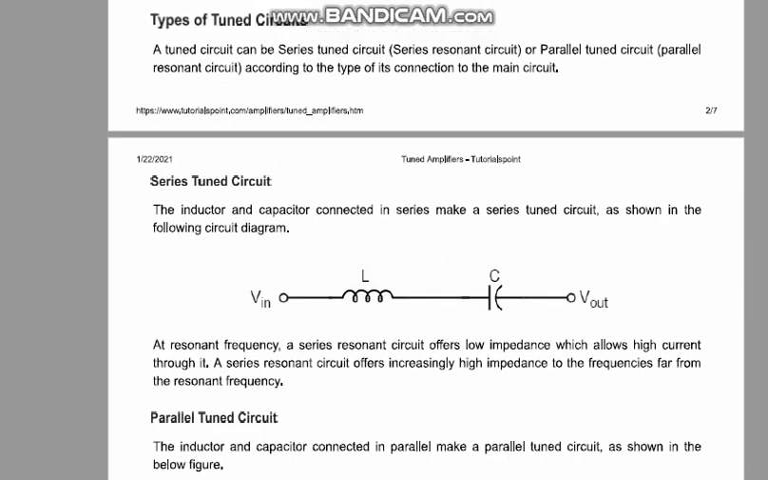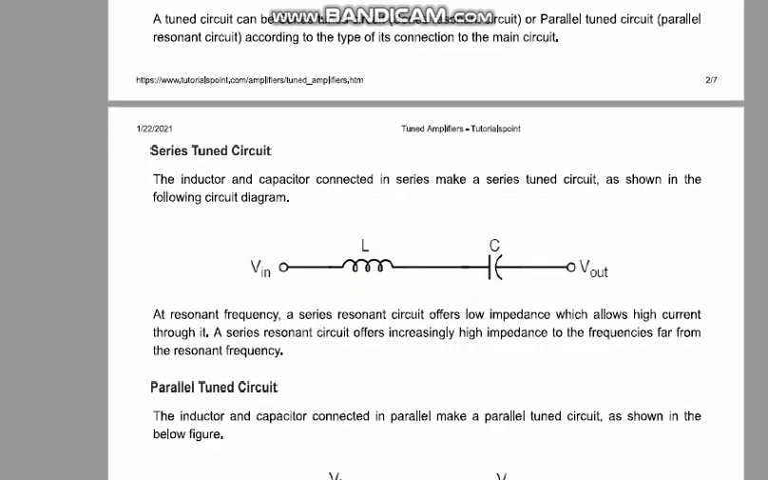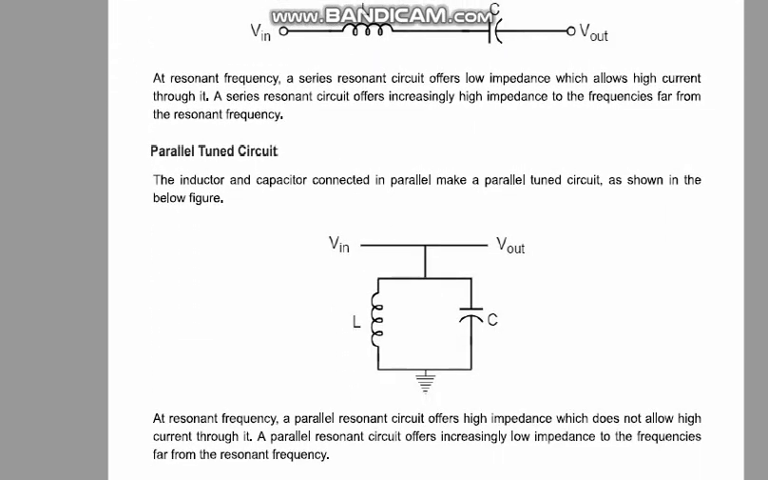So first of all, there are types of tuned circuits that you have to know. Series tuned circuit, that means L and C are in series, V in is at L and C, and the output is taken there. And there are parallel tuned circuits as well, like this. In the previous circuitry we have used the parallel circuitry.